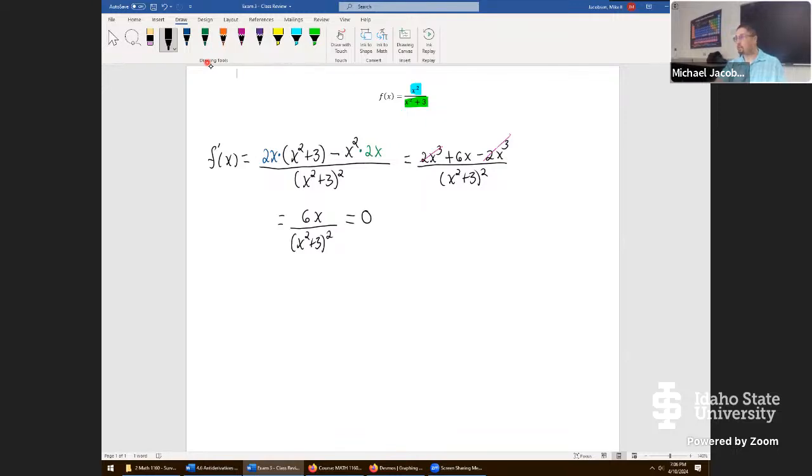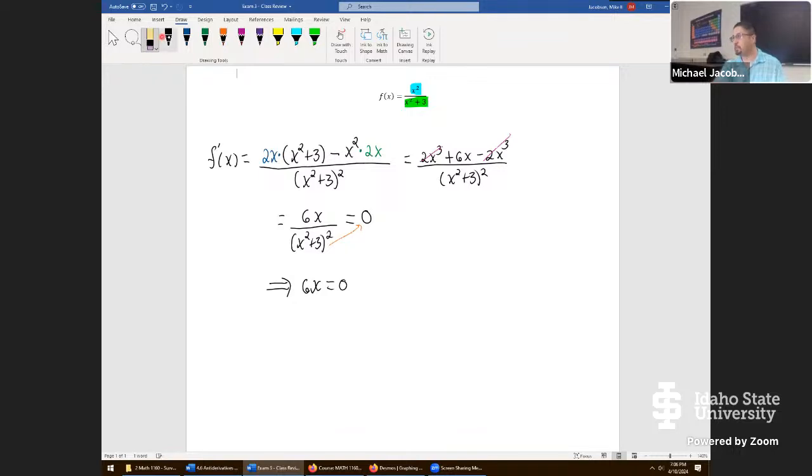It's now set to 0 to get our critical number. And immediately all that happens is you set the numerator to 0. So this will imply 6x equals 0 right away. That's a pretty common step since all you're really doing is a cross product. You're multiplying both sides by x squared plus 3 squared to clear that denominator. And thanks to the 0, it's just wiped out. So that means there's only one solution, x equals 0.